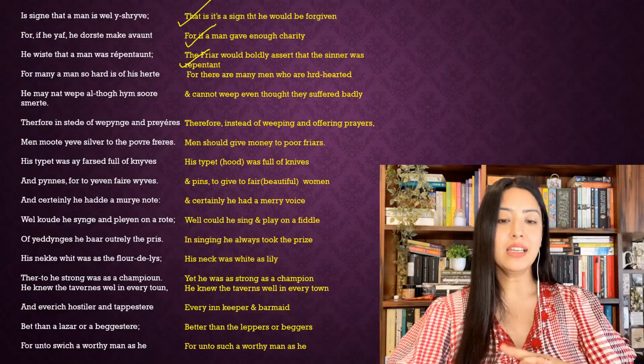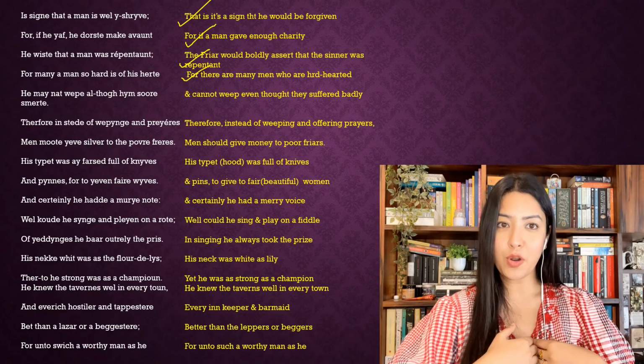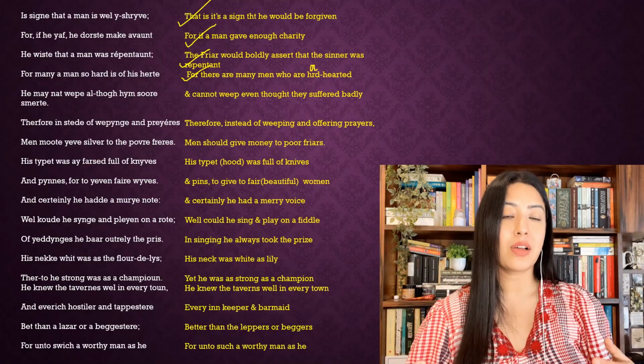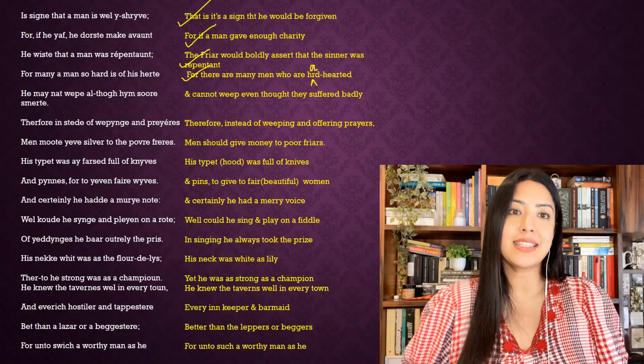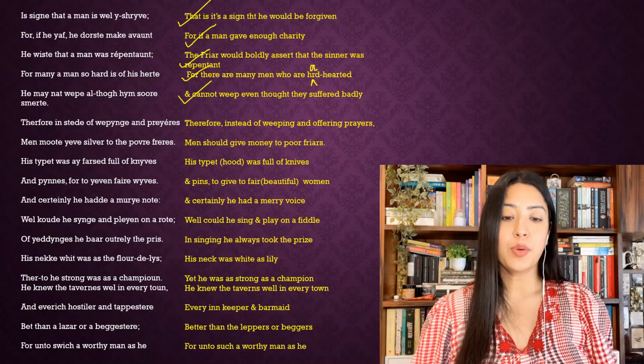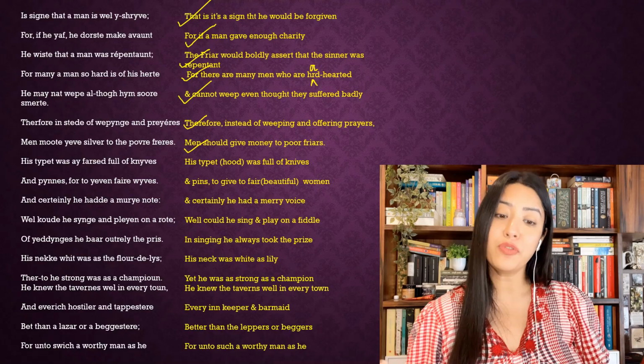Then he's saying, for there are many men who are hard-hearted, like, they have a strong heart, so they cannot cry. Because they cannot weep, even though they suffered badly, you better give money. That's the easiest way to get your absolution. So therefore, instead of weeping and offering prayers, men should give money to poor friars.